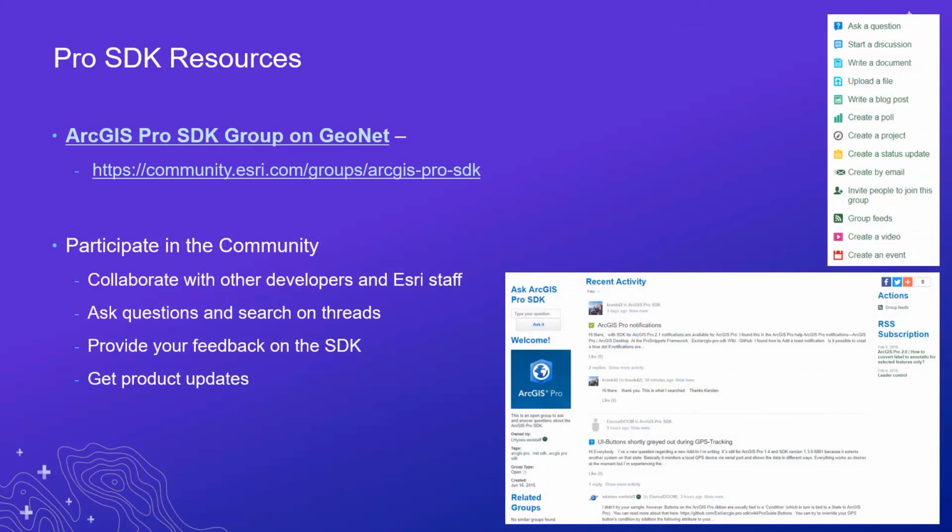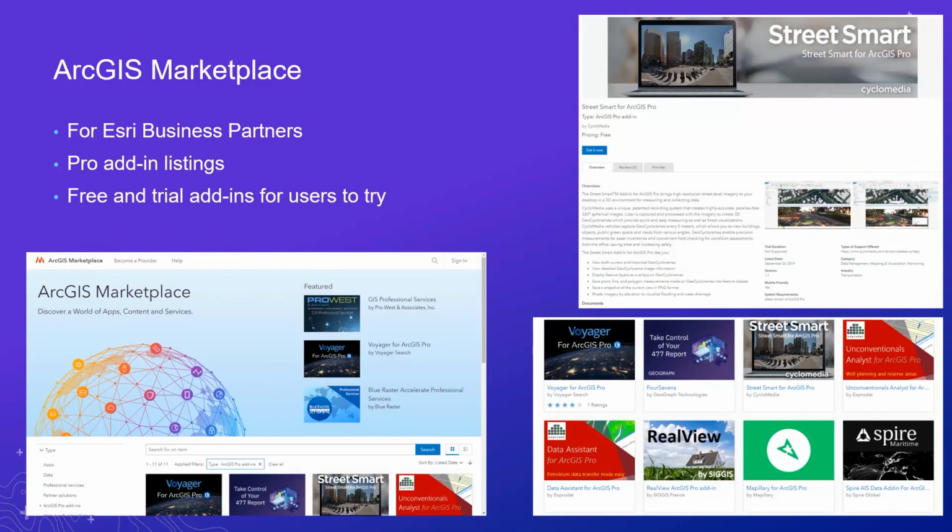The ArcGIS Pro SDK group on GeoNet is very active, and I encourage you to participate in the community. There you can collaborate with other developers and Esri staff. You can ask your technical questions, and you can search on the threads. You can provide your feedback on the SDK directly within the group, and you can get access to product updates. Finally, the ArcGIS Marketplace is available for Esri Business Partners to create listings for Pro add-ins. These can be free and paid add-in listings.